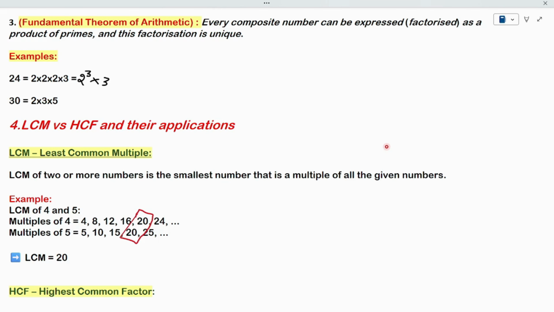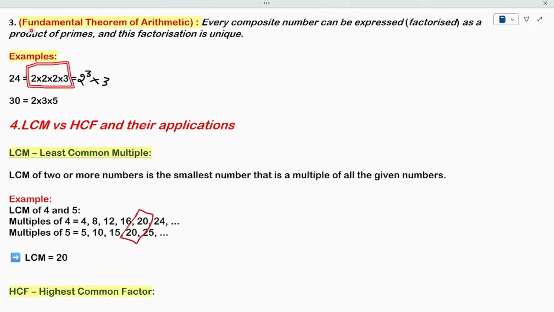The fundamental theorem of arithmetic. What is the fundamental theorem of arithmetic? Simply, every composite number can be expressed as the product of primes, and this factorization is unique. Let's say, for example, 24 is a composite number, because 24 has more than 2 factors. This number 24 can be expressed as a product of prime numbers. See here, 24 can be expressed as the factors 2 into 2 into 2 into 3. All the numbers included are prime numbers. So 24 can be expressed as the product of these prime numbers.